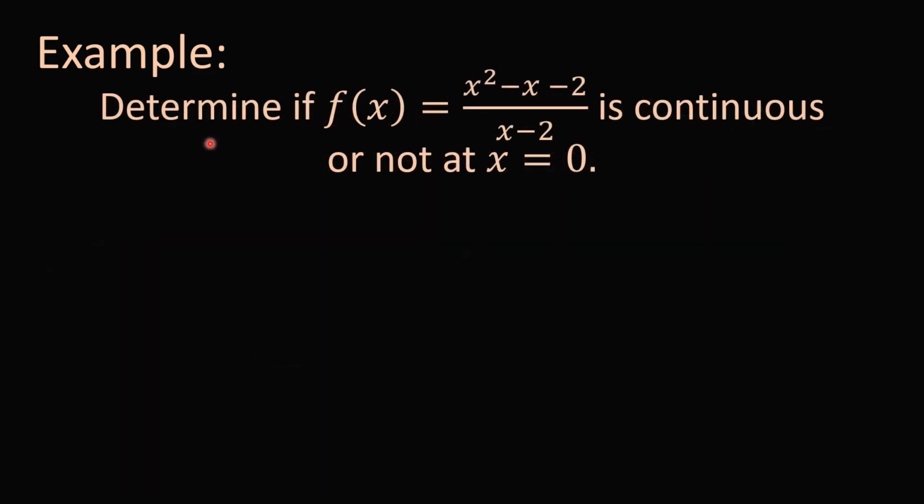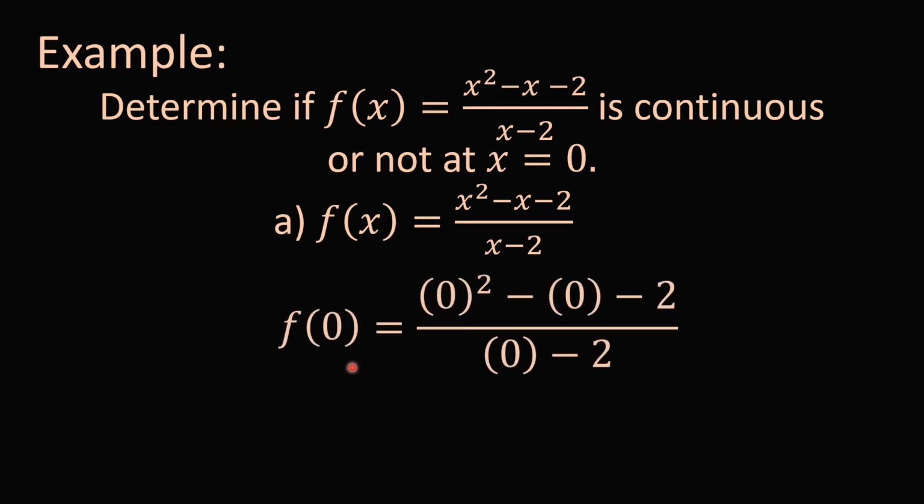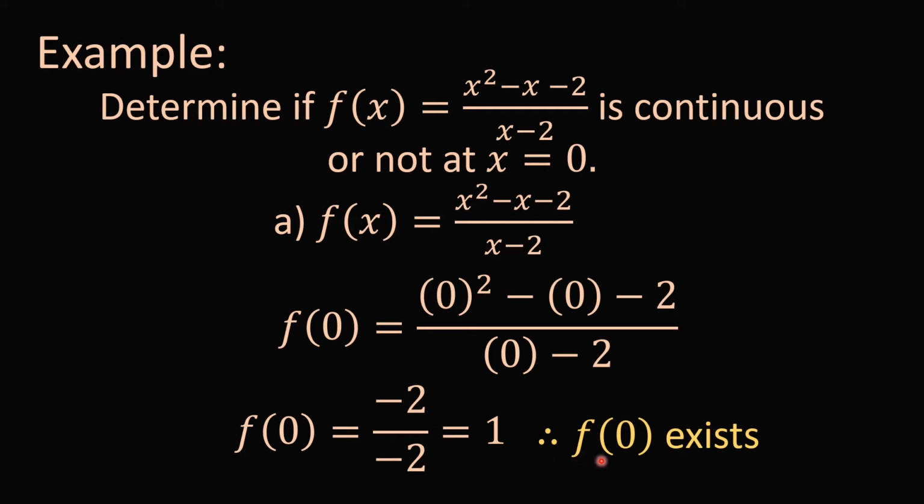Another example: determine if f of x is equal to x squared minus x minus 2 all over x minus 2 is continuous or not at x is equal to 0. Again, let's start with the first condition. We substitute the value of x, which is 0, and this is what it will look like. Simplifying, we have negative 2 over negative 2. So, we just divide them. The quotient would be equal to 1. Therefore, f of 0 exists, because the value we got is defined.